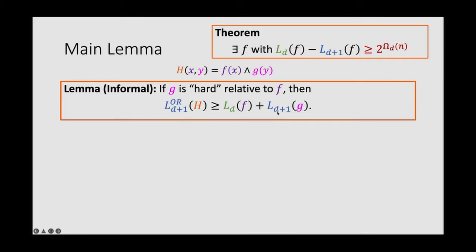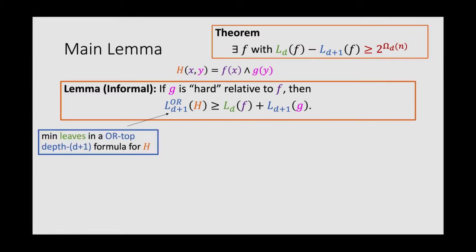Okay, so let me tell you what that OR on top means. This just means the minimum number of leaves in an OR-top depth d plus 1 formula for h. Oh, I should also say, it's not going to be clear how this lemma implies the theorem. You might be able to see how maybe you can get to the theorem from this, but I'm not going to tell you how to go from one to the other. I just want to tell you about this lemma that is the main building block. Okay, so we have this first quantity, which is the depth d plus 1 complexity if you're restricted to have an OR gate on top. And, just some intuition about this.